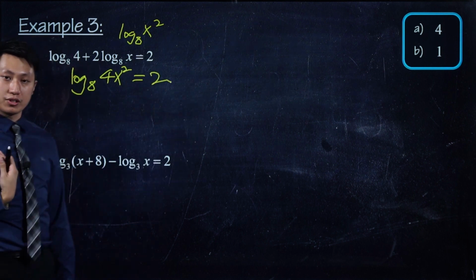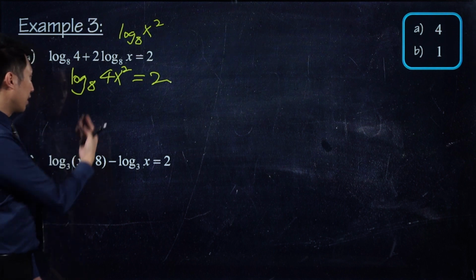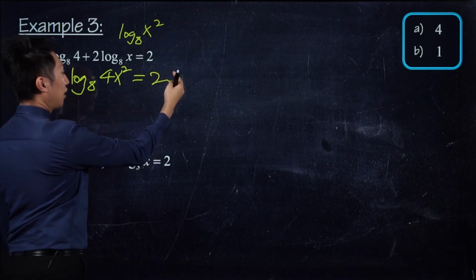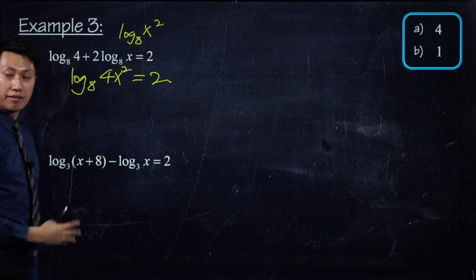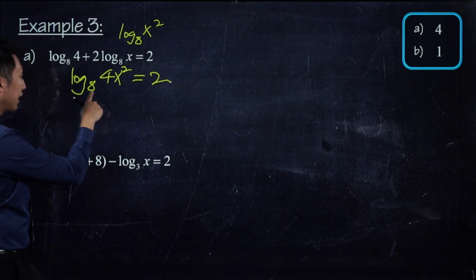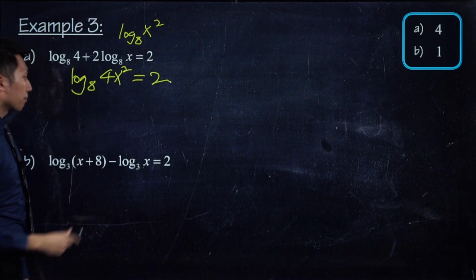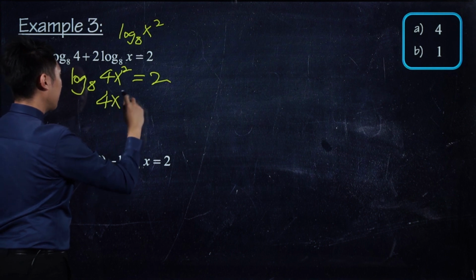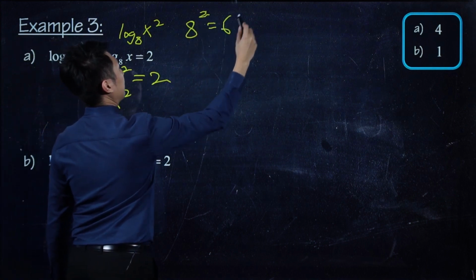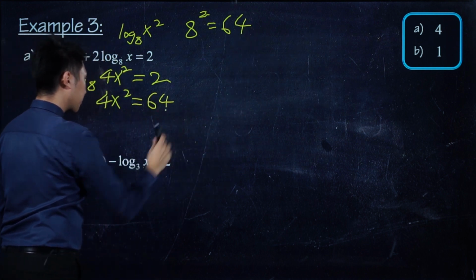I prefer to use index form because it's more friendly. You can choose to use log form as well. Then it's 2 log 8, then compare coefficients and solve for it, but I won't be doing that. I'll be doing index form, which means that 8 to the power 2 is equal to 4x squared. So I write 4x squared is equal to 8 to the power 2. 8 to the power 2 is 64. So I write it as 64.